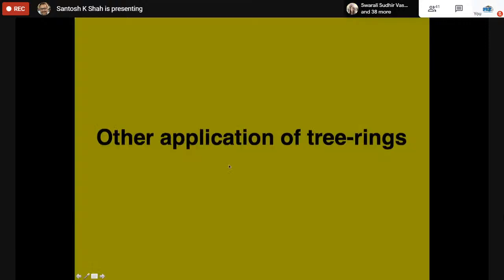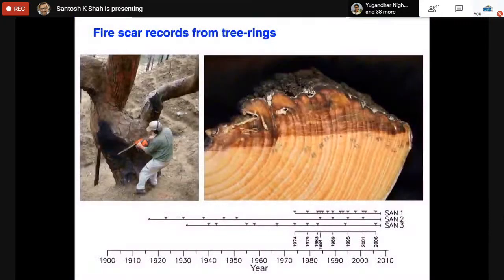So apart from tree-ring application in climate or climate reconstruction, there are some other applications also of tree rings. I already explained previously that it has application in stream flow reconstruction and other things. So here I am giving some examples from the Himalayan region. Like we can study fire scars with the help of trees. So these are the fire scars.